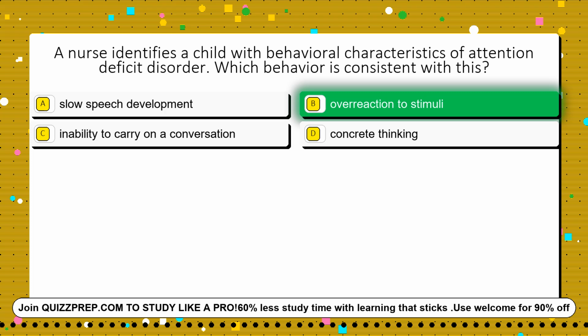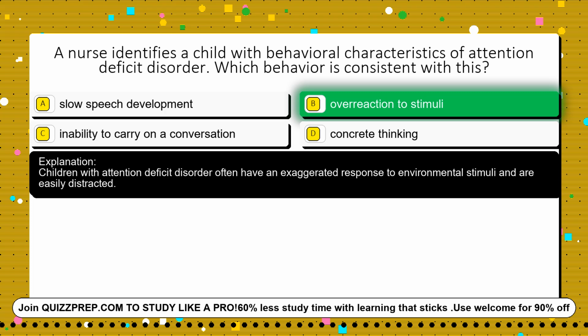The correct answer is option B, overreaction to stimuli. Children with attention deficit disorder often have an exaggerated response to environmental stimuli and are easily distracted.